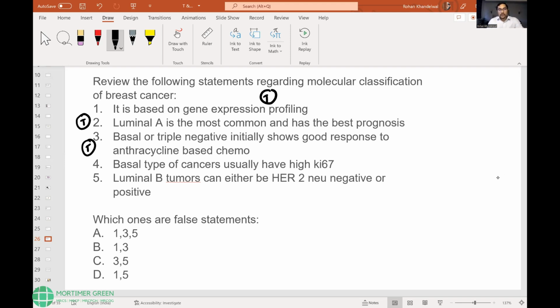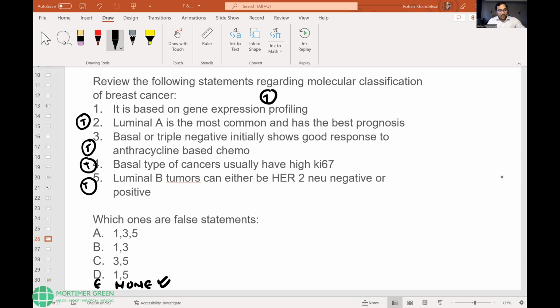Basal type of cancers usually have high Ki67. Ki67 is a proliferative index marker, and this is also true. And luminal B can either be HER2/neu negative or positive. So the E option, none of the above, is the correct answer here.